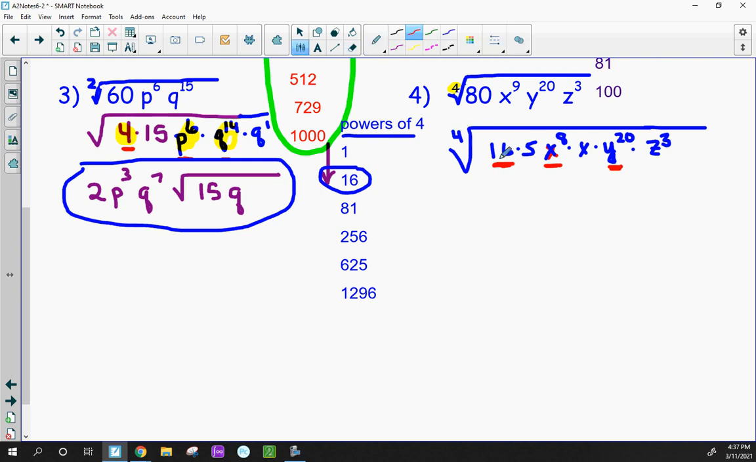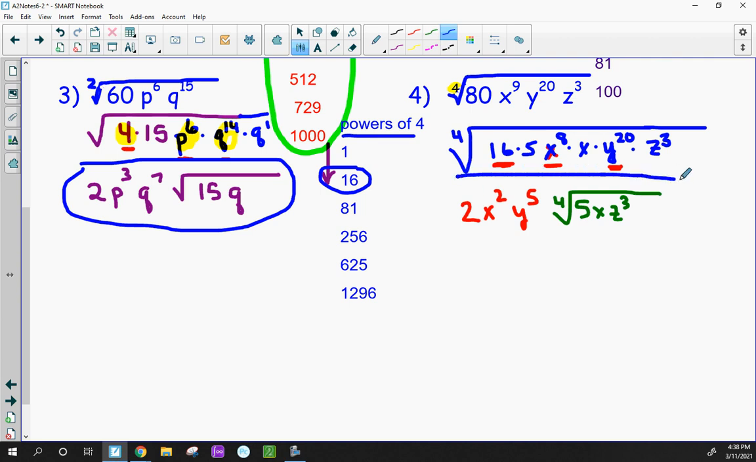The 4th root of 16: 2 times 2 times 2 times 2 is 16, so that answer is 2. The 4th root of x to the 8th is x to the 8 divided by 4, which is 2. The 4th root of y to the 20th is y to the 20 divided by 4, which is 5. And then you're going to bring down your 4th root. Bring down your 5, your x, and your z to the 3rd. Okay, making sure you got all the parts. This is a simplified radical answer.